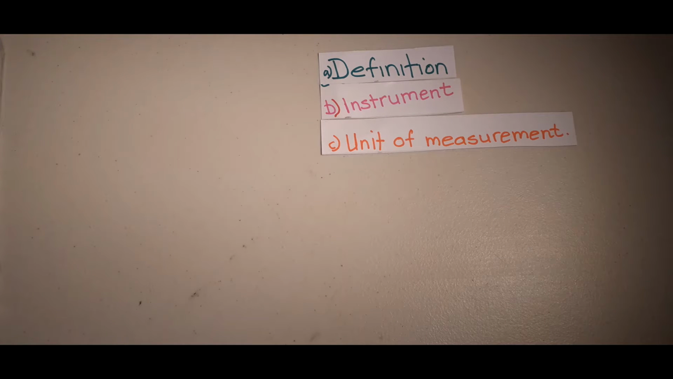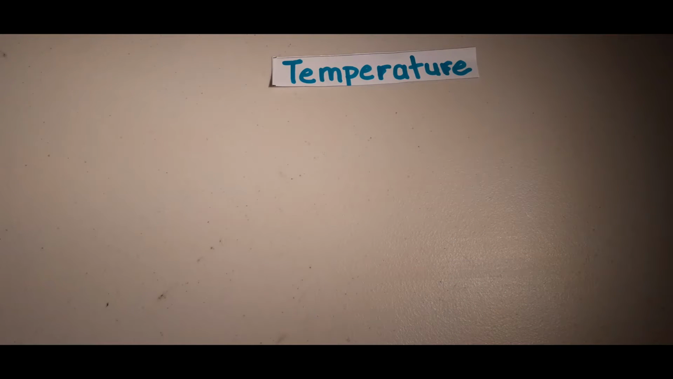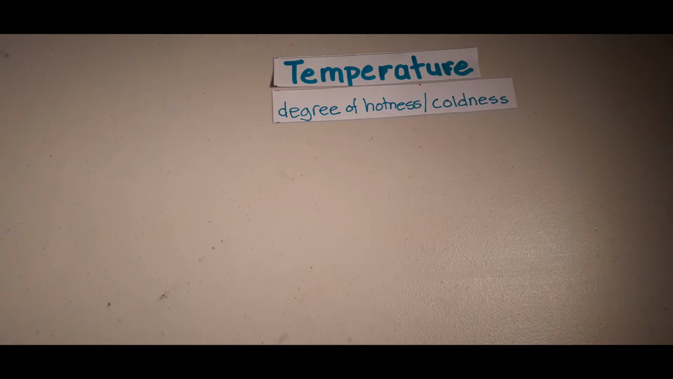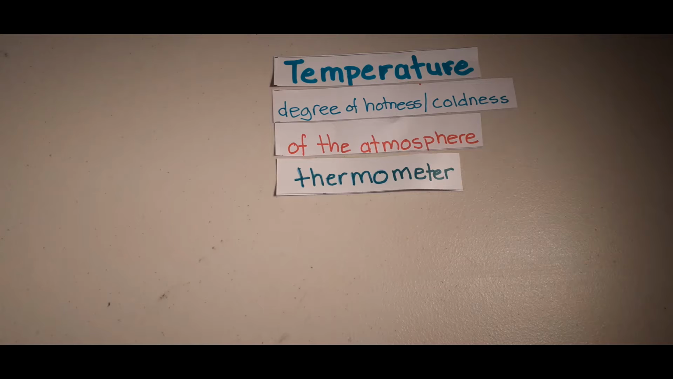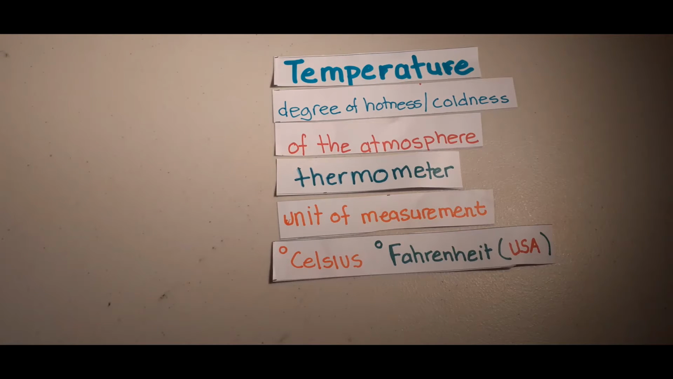I will look at each of the elements in terms of A, definition, B, instrument that is used to measure it, and C, the unit of measurement for that particular element. Temperature is defined as the degree of hotness or coldness of the atmosphere. It is measured by an instrument called a thermometer. And the unit of measurement is either degrees Celsius or degrees Fahrenheit, as they do in the United States of America.